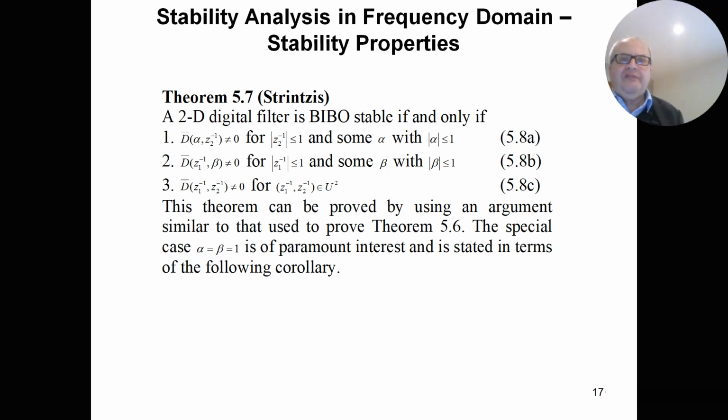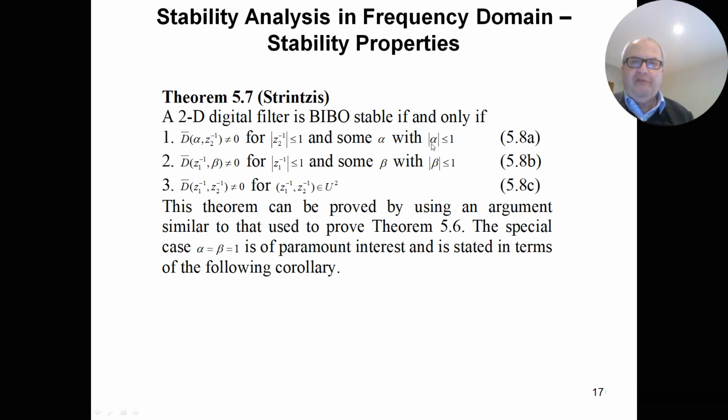A two-dimensional digital filter, theorem of Stringes, Michalis Stringes. A two-dimensional digital filter is BIBO stable if and only if... Stringes told this: you must put here a constant value instead of z1, here another constant value instead of z2, but what kind of constant value?